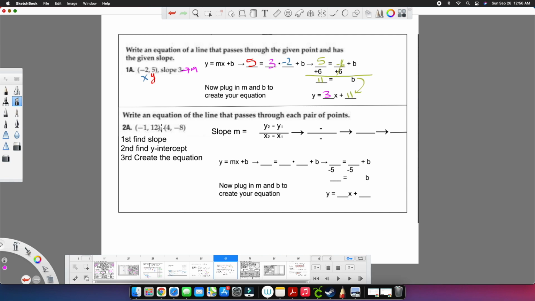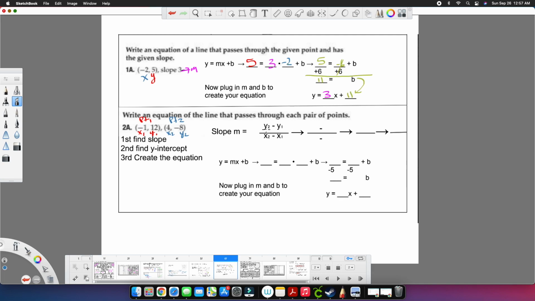Okay, the second one, write an equation of the line that passes through each pair of points. So now we're given 2 points. So first we have to find the slope, then we can find the y-intercept, and then we can plug into the equation. So we're just given this extra step here. We have to find the slope first. So I'm going to say this is point 1, so this is x1, y1. And this is point 2, so this is x2, y2. So I'm labeling that specifically so we can fill it in just like it is here.